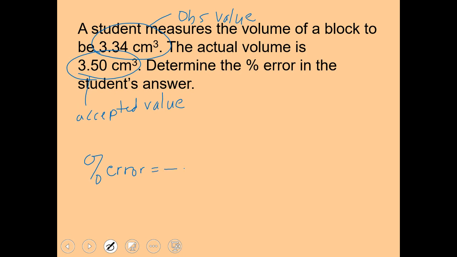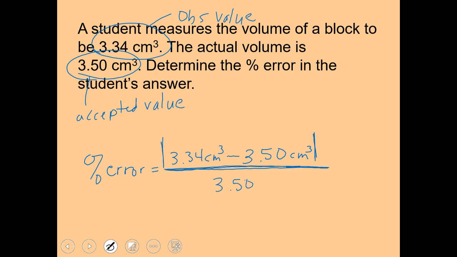in this measurement, remember we take the observed value, 3.34 centimeters cubed, and honestly, they just have to be in the same units, and the units are going to divide out then anyway. So sometimes, as long as they're in the same units, people don't even put the unit in the problem. Take that difference, and then we're going to divide by the accepted value. This is where that centimeter cube is going to divide out, and we'll multiply by 100. So let's do our math.